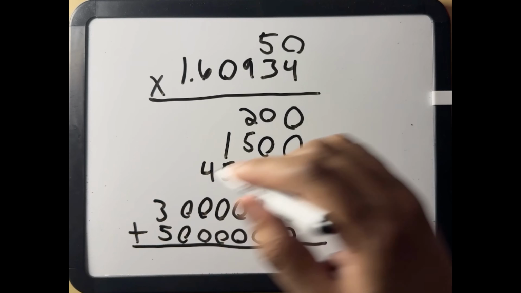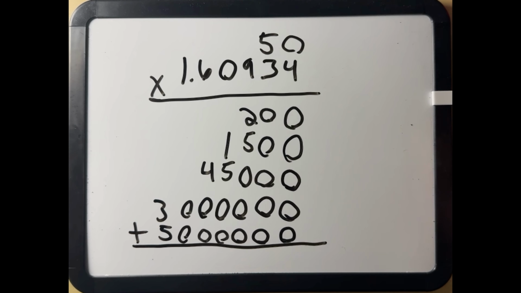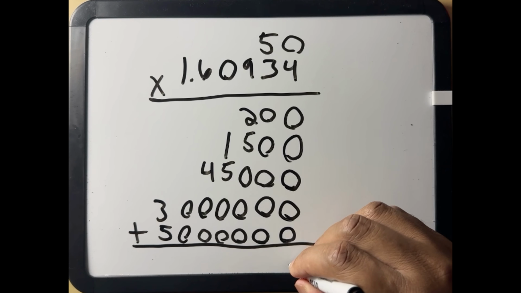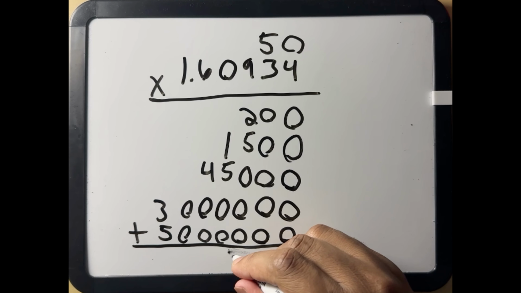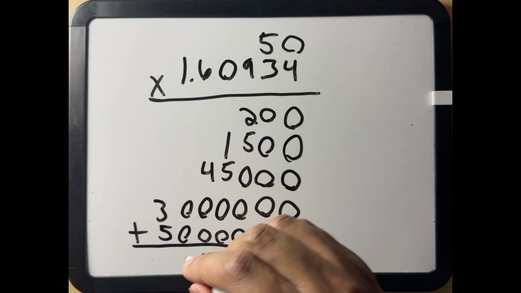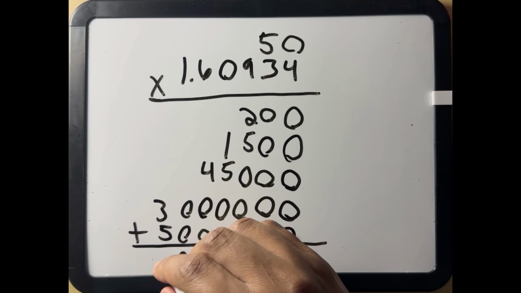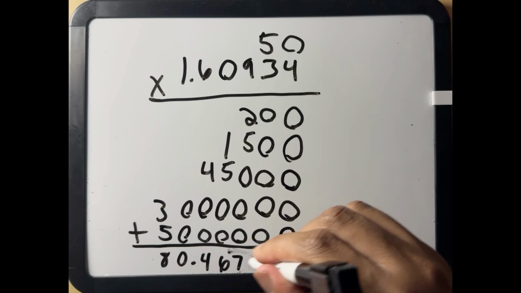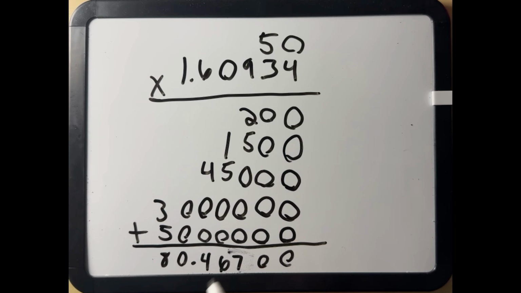Now we can simply add this up to get the answer. Kind of long, but if you don't know the answer and it's a long answer, then you just have to do it. 0, 0, 7, 6, 4, decimal 0, 8. And this is our answer, 80.467. So 50 miles per hour is approximately 80.47 kilometers per hour, if we round it all up.